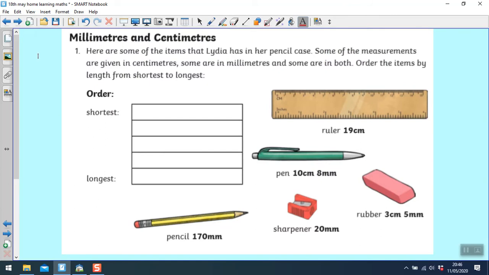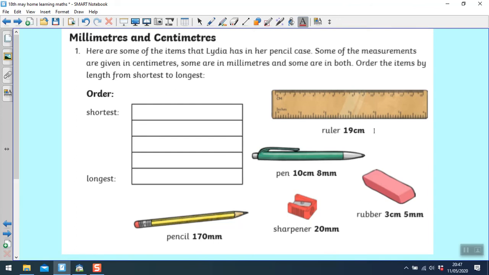Millimetres and centimetres. Here are some of the items that Lydia has in her pencil case. Some of the measurements are given in centimetres, some are in millimetres and some are in both. Order the items by length from shortest this time to longest. So just like before, we don't want different units of measurement. We want them all to be the same. So turn them all into millimetres first and then you can order them. Pause the video while you put them in order from shortest to longest.